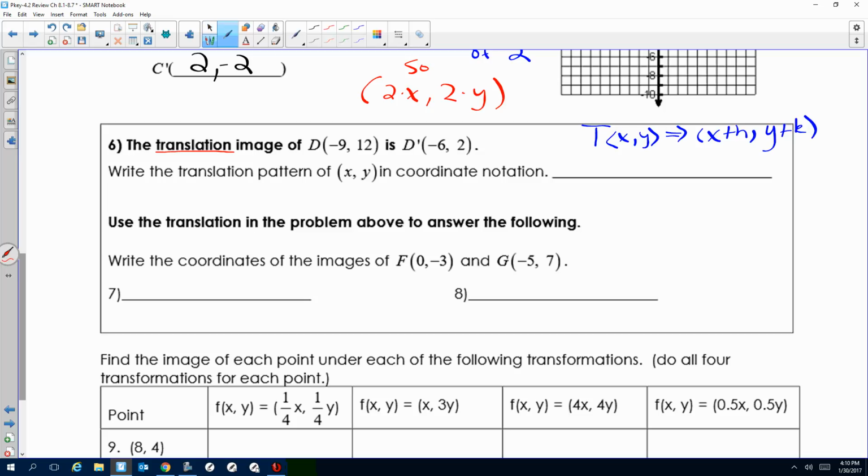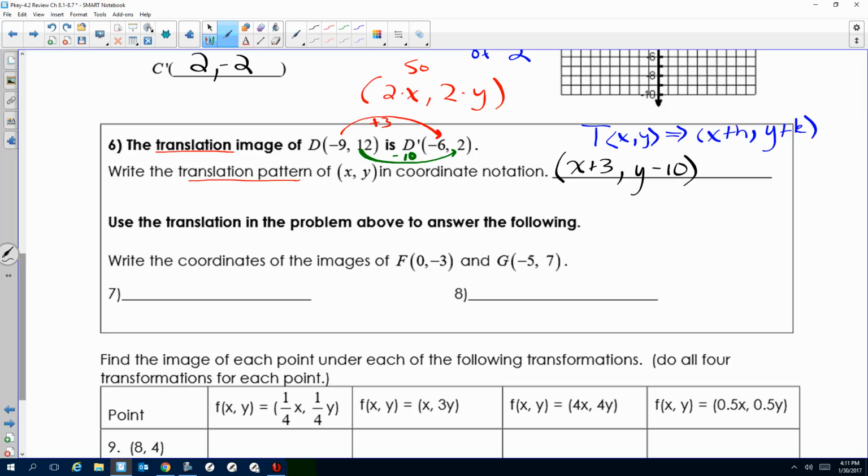Okay? Since we're writing the pattern, we have to look, what's the pattern between the x coordinates? The x coordinates are negative 9 to negative 6. So what did we do here? We had to add 3 to make that a negative 6. Then we look for a pattern between the y coordinates. We have 12 to 2. That's minus 10. If I subtract 10, I'll end up with 2. So now I can see that my pattern, my coordinate notation would be x plus 3, comma y minus 10.